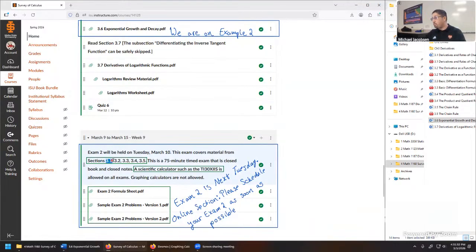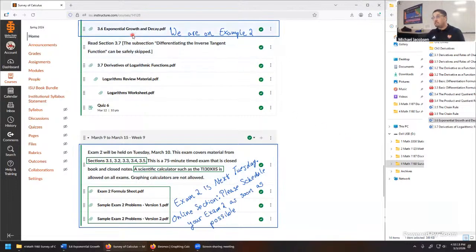As far as sections 3.1, 3.2 goes, I'm not going to ask a whole lot of questions from those. There's going to be a tangent line equation, and you can use differentiation formulas to solve it. And there'll be a problem where a graph is given of a function, and you have to sketch the graph of its derivative. Well, that's going to be our second exam.